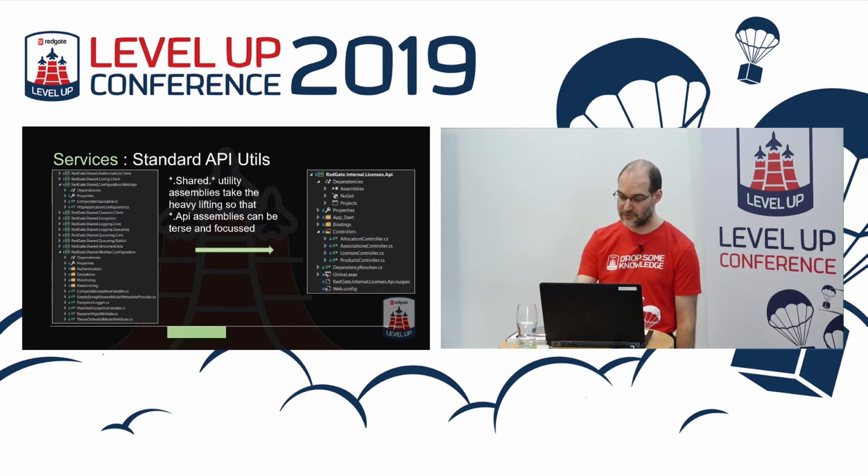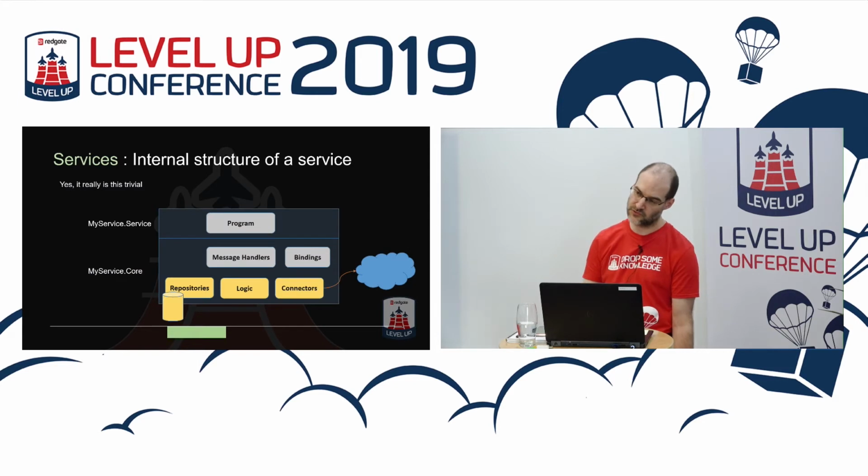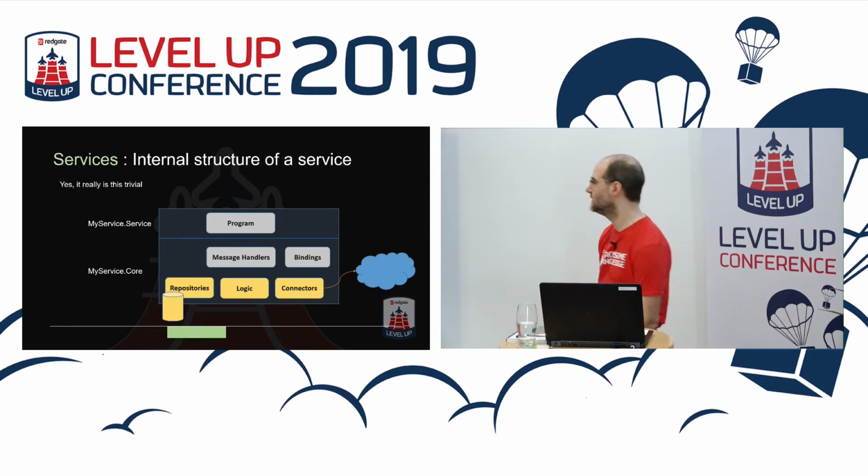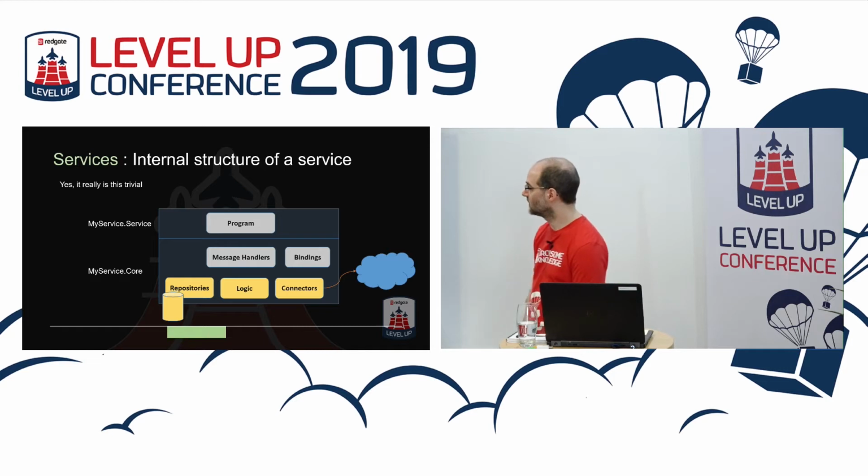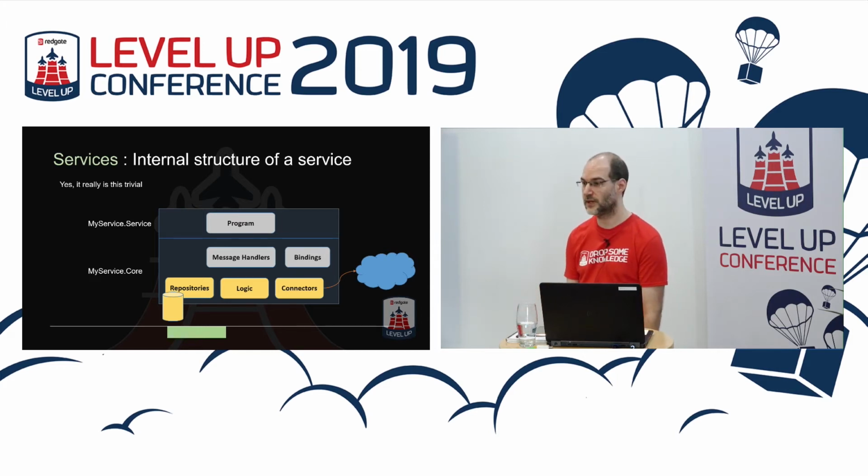So the internal structure of a service is even more trivial than that of an API. It has to do even less actual stuff. Basically, we have a little program. It just starts a service. It's a handful of lines of code. Message handlers literally just take bindings and call a function, and that's it. A service would probably have, I think the one that has the most has about 6 message handlers in it. So these are tiny little bits of code. And then you have a core at the bottom, a set of repositories, logic, connectors. But again, very small amounts of code, very easy to open and reason about.